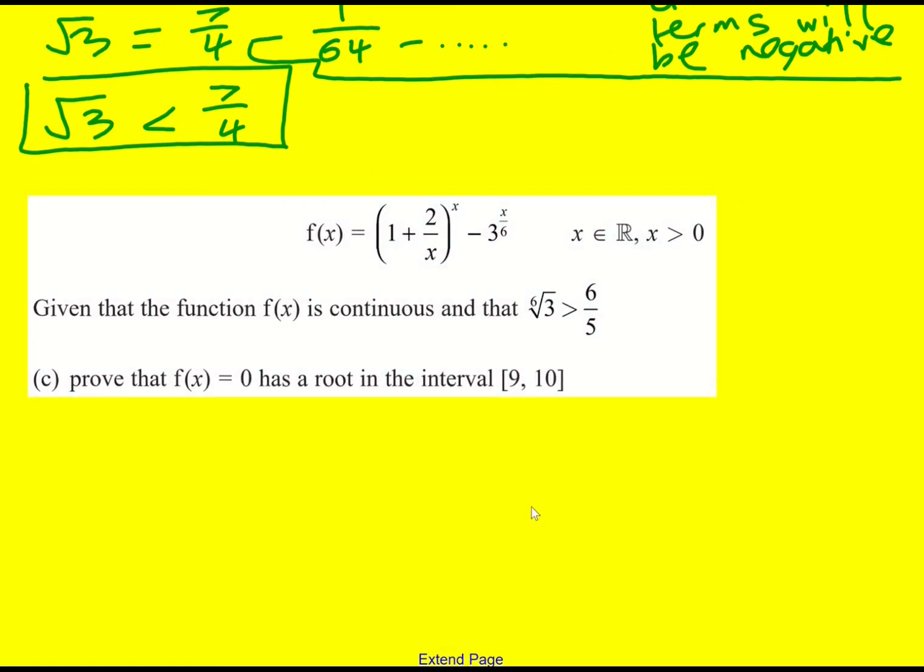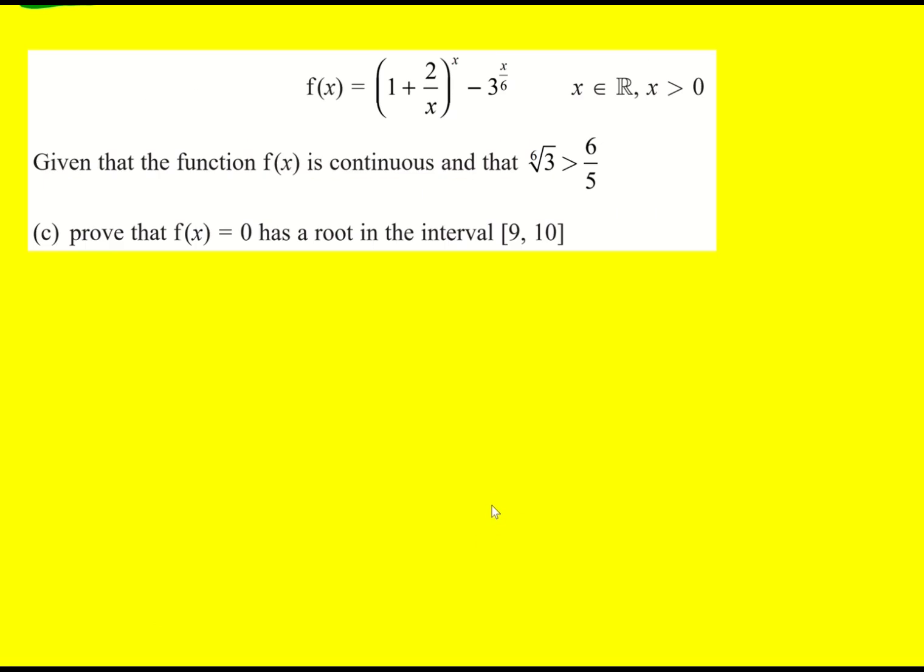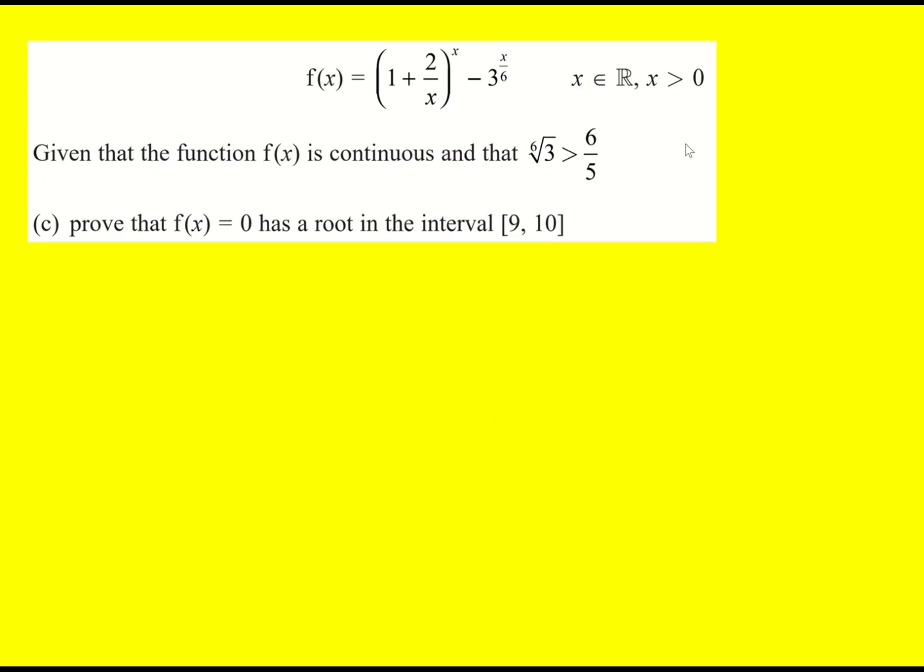Here we define this function where x can be any real number, x is greater than 0. Given that the function f of x is continuous and that this is true, prove that f of x equals 0 has a root in the interval 9 to 10. So let's look for a sign change. We're going to substitute 9 and 10 in.